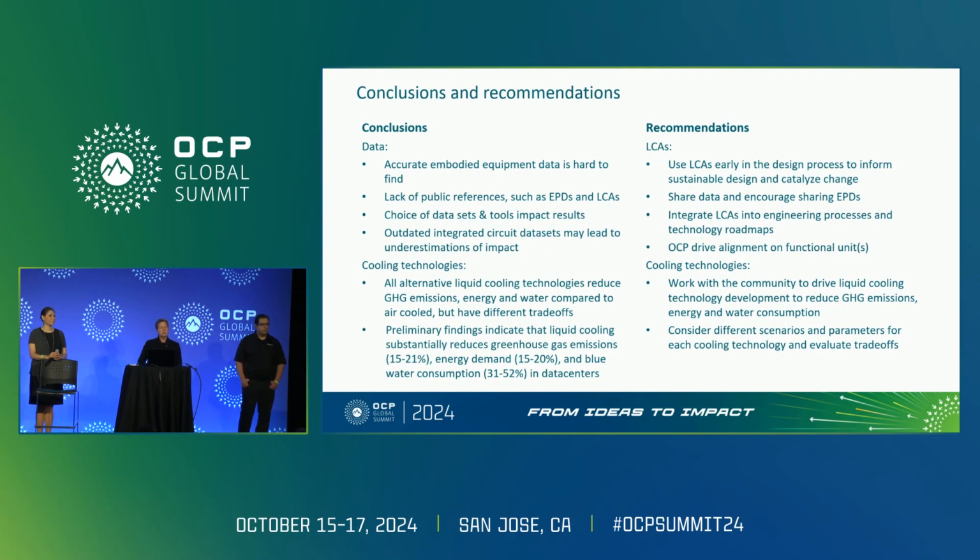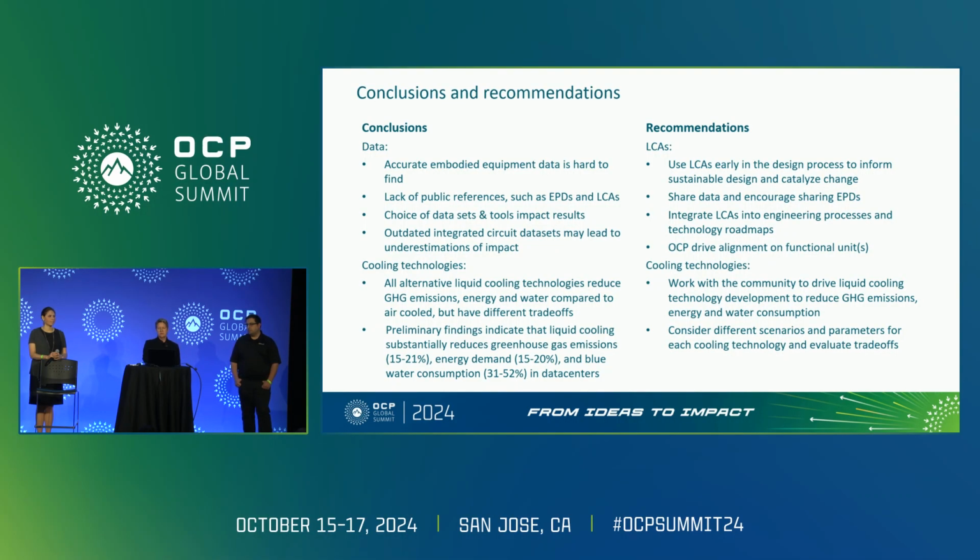Talking about conclusions on the cooling technologies, all liquid cooling technologies reduced impacts relative to air cooling. This LCA comparing air and liquid cooled data centers demonstrates that liquid cooling has excellent potential for reducing environmental impacts. Specifically, GHG emissions were reduced by an average of 17%, energy by an average of 17%, and water was reduced by an average of 41%.